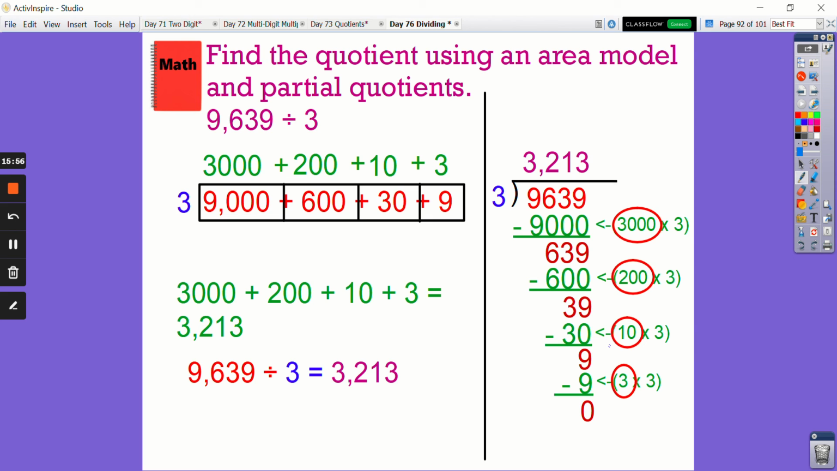Make sure you guys have that all in your math notes. Make sure you have your area model set up, your partial quotients. It's very important to have your parentheses. So you need your parentheses with your partial quotients so you know what you're pulling out.